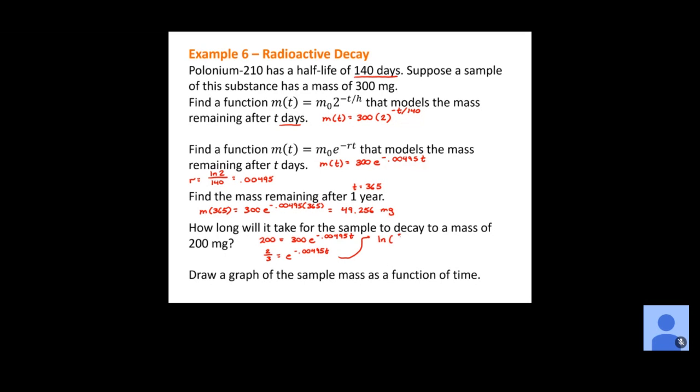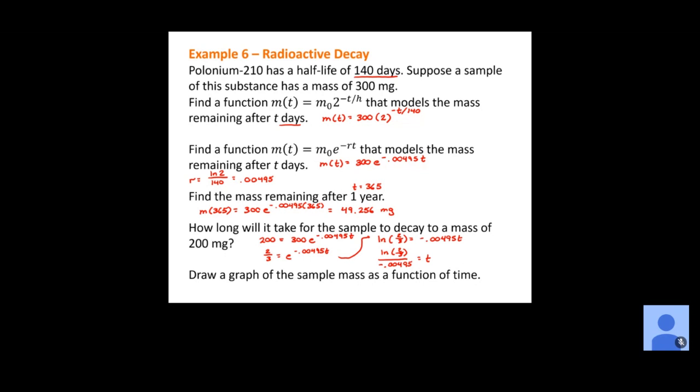So we have natural log 2/3. Remember, when we take the natural log of this one over here, it's just going to give us the exponent, negative 0.00495 t. And now we divide, so we end up with natural log of 2/3 over negative 0.00495. And again, that's an exact value, other than the rounding of the decimal that we have in the denominator already. Okay, but let's go ahead and find an approximation for that amount of time now.